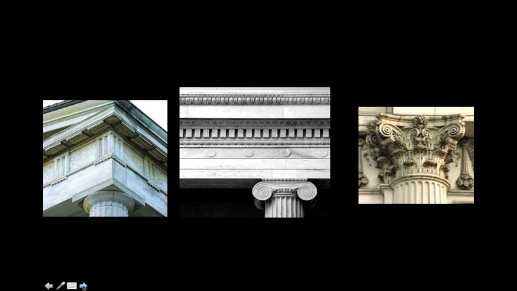When we look at the Ionic order, the second in our slides here, you notice that the capital, the area at the top of the column, is now in this curved scroll-like shape. That shape is called a volute, and it is inspired by the unfurling of a palm frond.